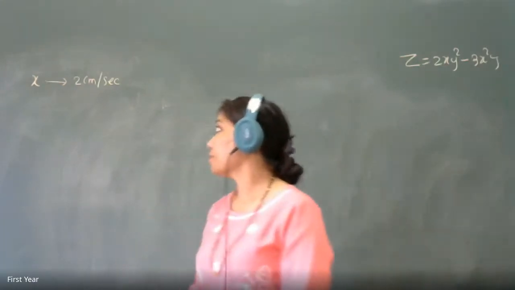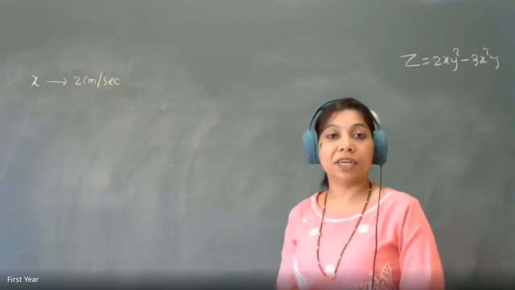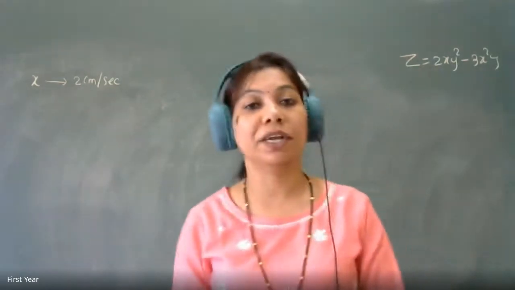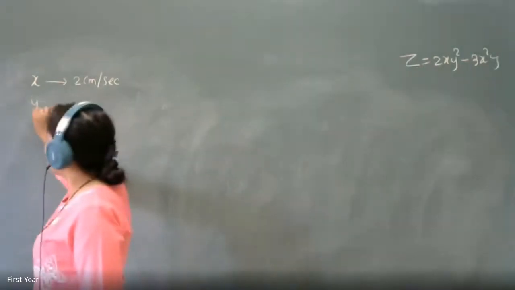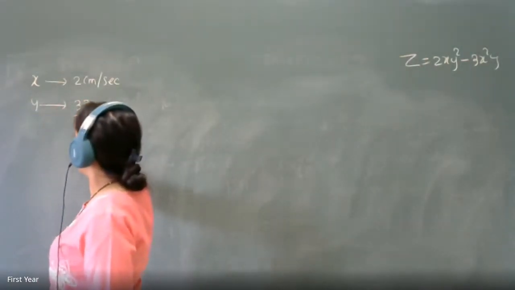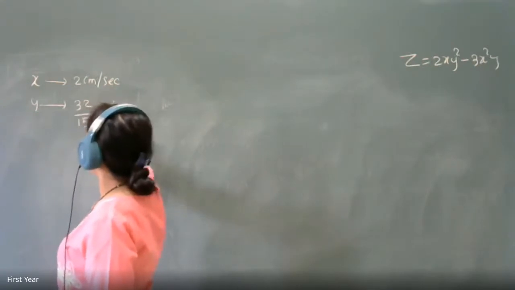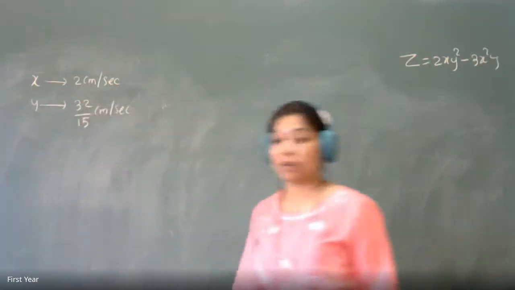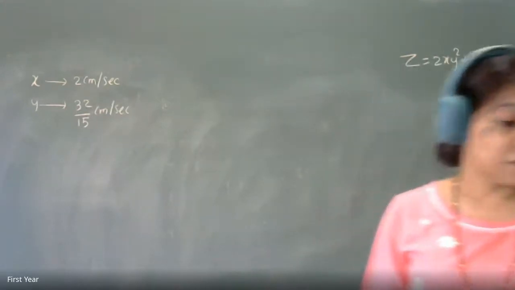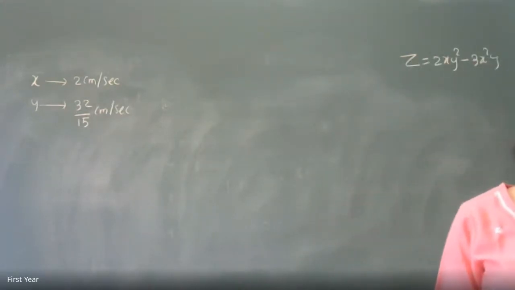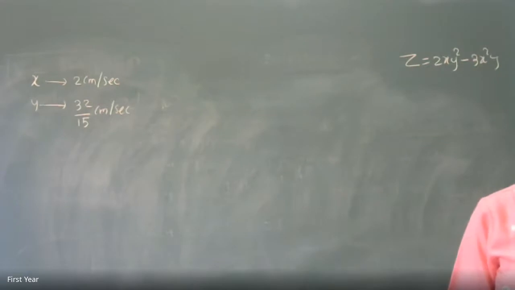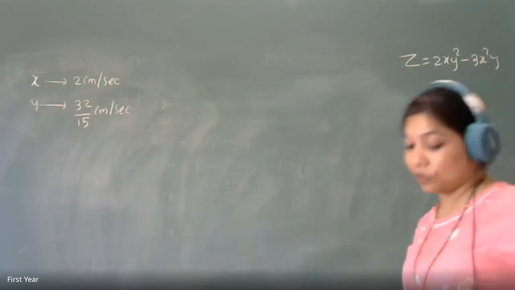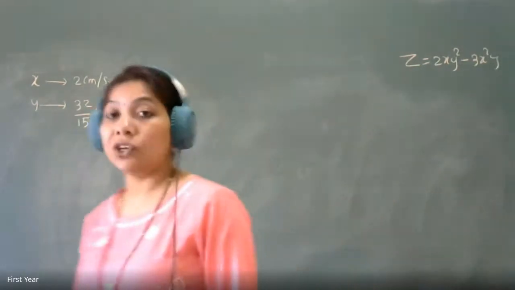Prove that y decreases at the rate 32 by 15 centimeter per second if it passes through 1 centimeter, so that Z shall remain constant.